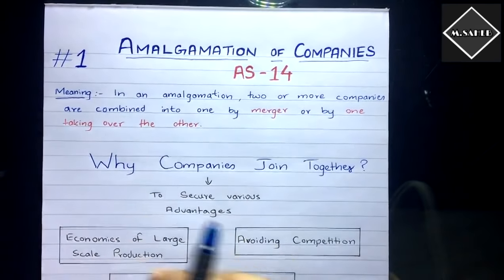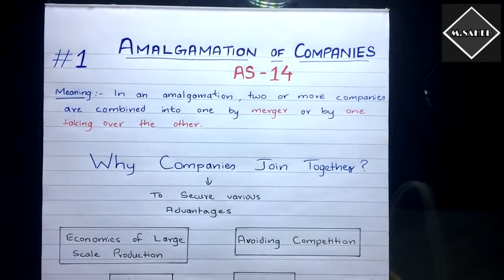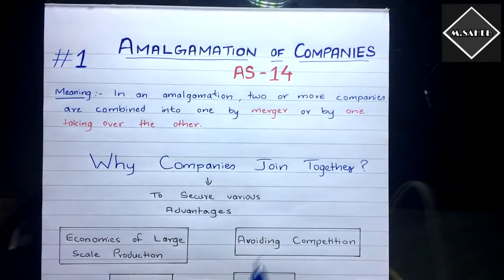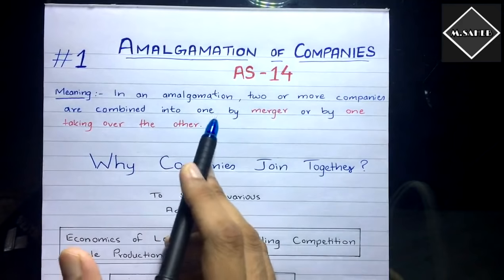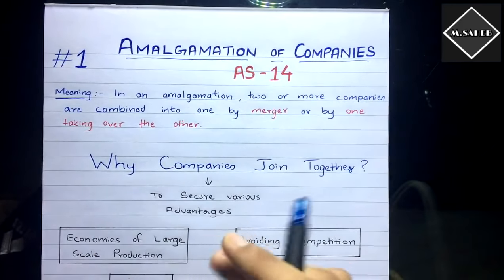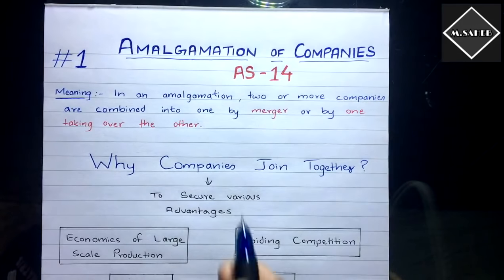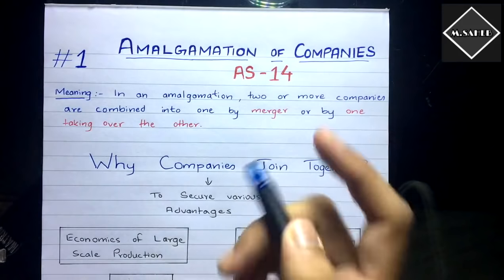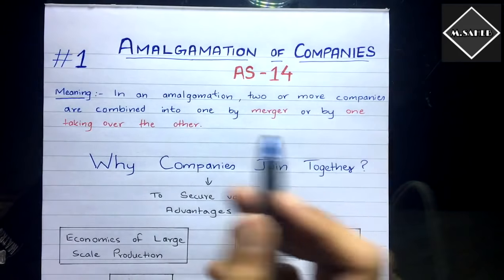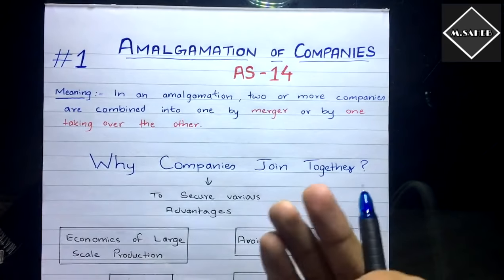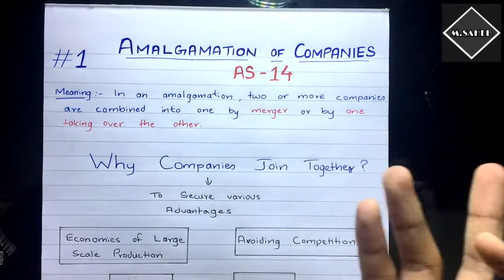Now I have written the meaning over here of amalgamation. As you can see clearly, it's very simple. In an amalgamation, two or more companies are combined into one by merger or by one taking over the other, isn't it? This is what amalgamation is, combination of companies into one. Combination of two or more companies into one by merger or by taking over the other. One company will take over the other company, right?